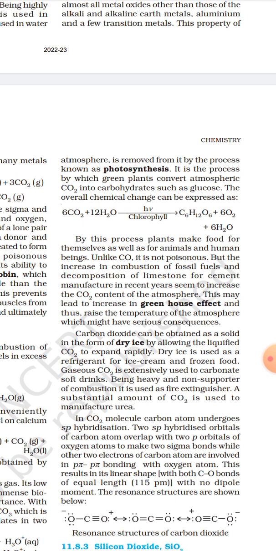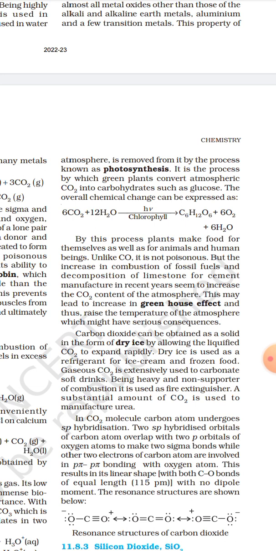Plants make food for themselves as well as for other plants, animals and human beings. Unlike CO, it is not poisonous, but the increase in the combustion of fossil fuels and decomposition of limestone for cement manufacture seem in recent years to increase the CO2 content of the atmosphere. This may lead to an increase in the greenhouse effect and thus raise the temperature of the atmosphere, which might have serious consequences.